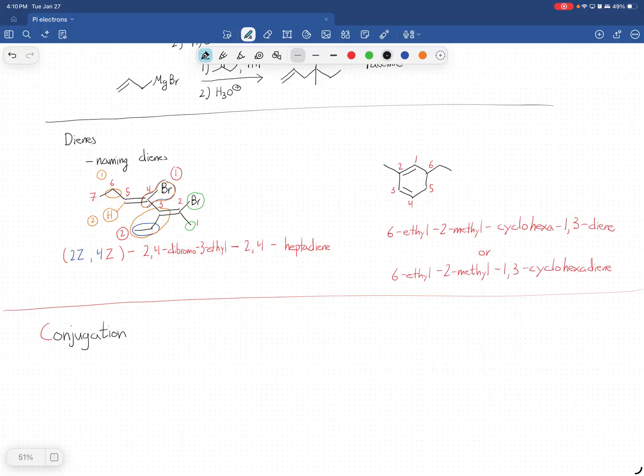Conjugated has a lot of terms and meanings, like verb conjugation. I didn't like that growing up. But with conjugated dienes, you have two alkenes that are alternating. So double bond, single bond, double bond. Sorry, why did I write conjugation? Conjugated. Sorry.